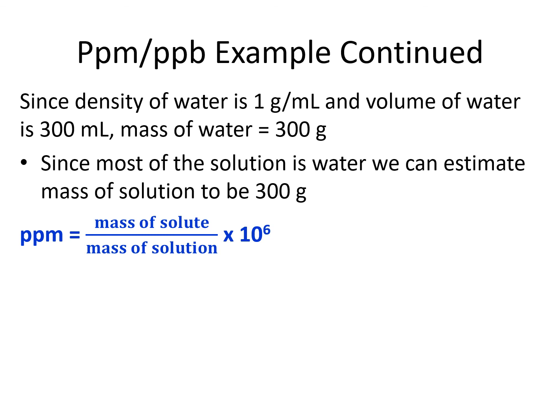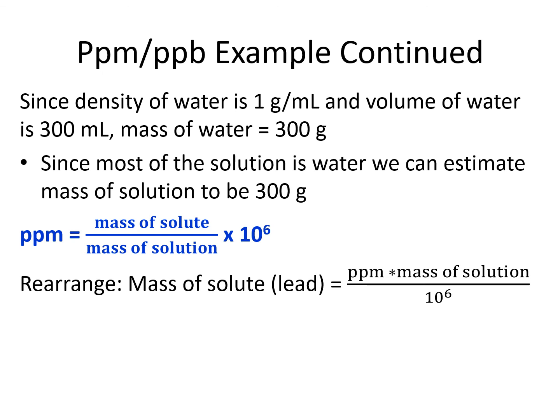So we're going to plug into our equation for parts per million. We're going to have the mass of the solute on the top, mass of solution on the bottom, and then multiply by 10 to the 6th. But we're not going to plug it in directly. We need to rearrange our equation first, since what we're trying to solve for is the mass of the lead in that cup of drinking water. So when we rearrange that equation, the mass of the solute needs to be isolated by itself. So we would multiply both sides by mass of the solution and divide both sides by 10 to the 6th. So we get mass of solute, which is the lead, equals our parts per million times the mass of the solution divided by 10 to the 6th.